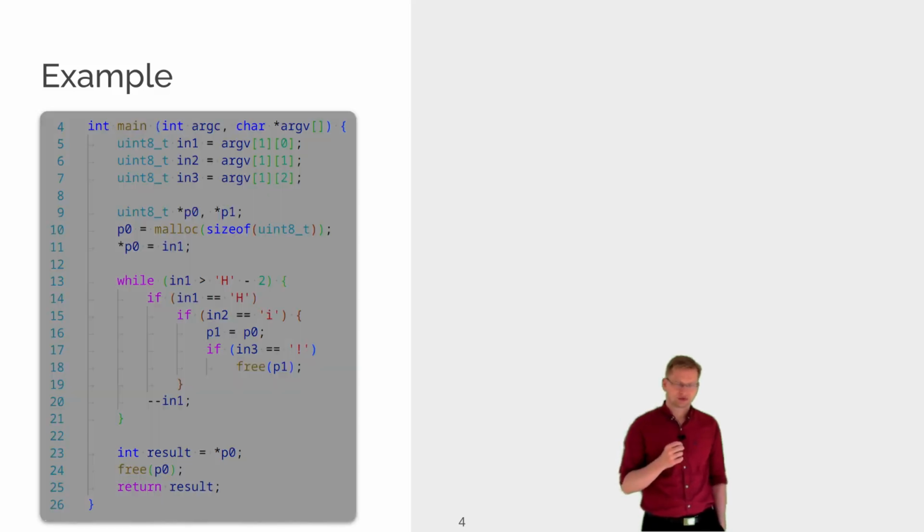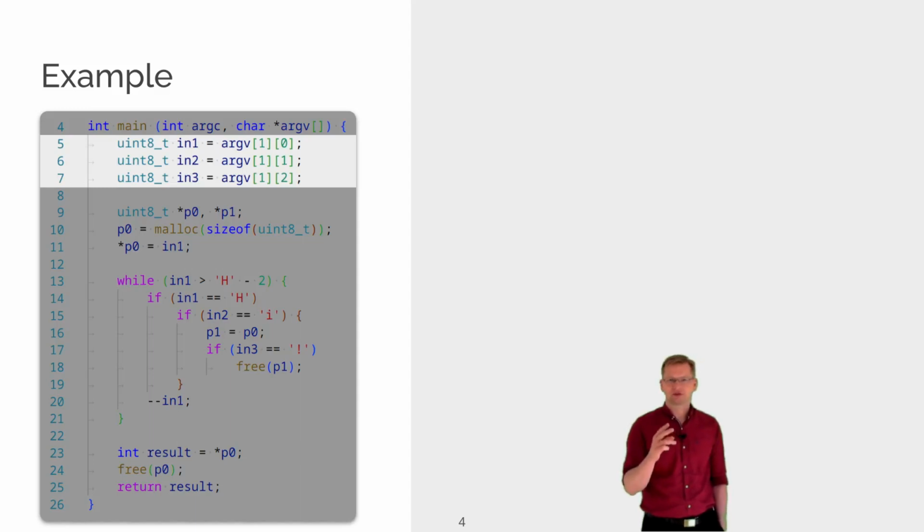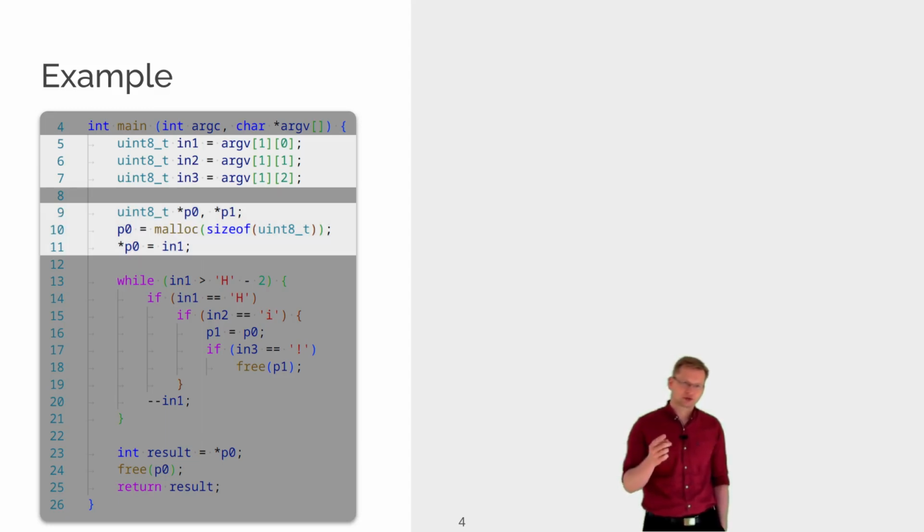Let me show you a contrived example. This program has three input variables in 1, 2, and 3. For the sake of simplicity, they are just copied from the first command line argument to the program via argv. Additionally, there are two pointers, P0 and P1. For P0, it actually allocates memory and writes the first input byte to that location.